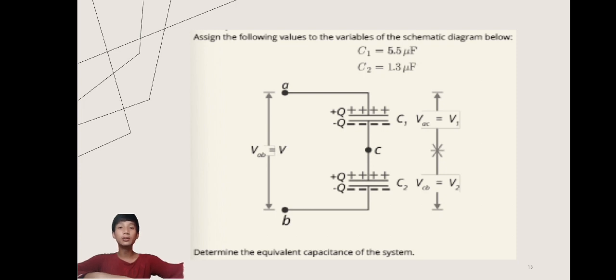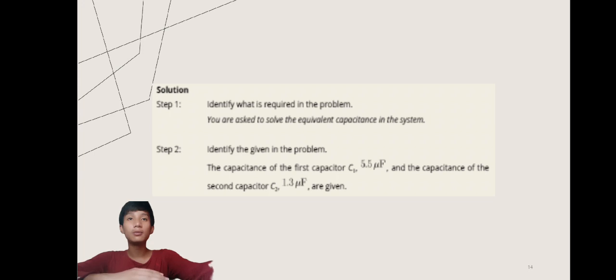Now on to example number 1. Here we have the problem: assign the following values to the variables of the schematic diagram below. Here we have a series connection with both charge 1 and charge 2. Now, the first step in solving any problem is to identify what was asked. We were asked to solve for the equivalent capacitance in the system.